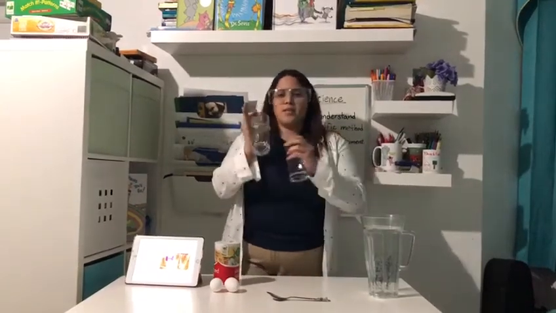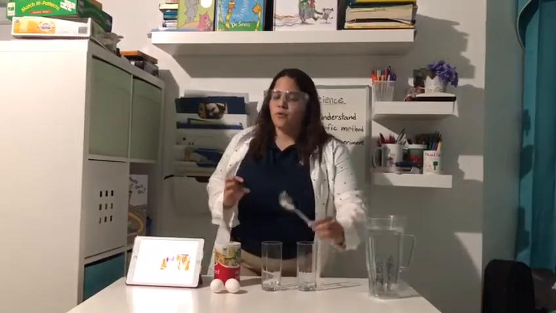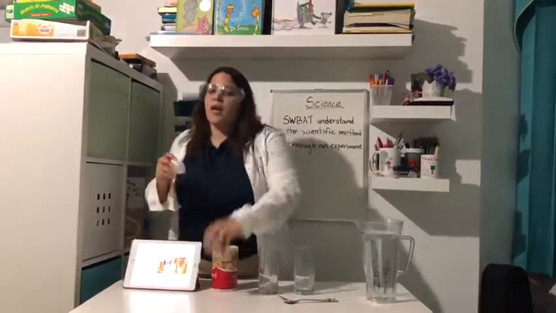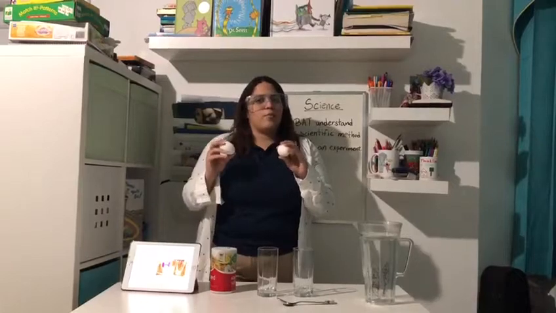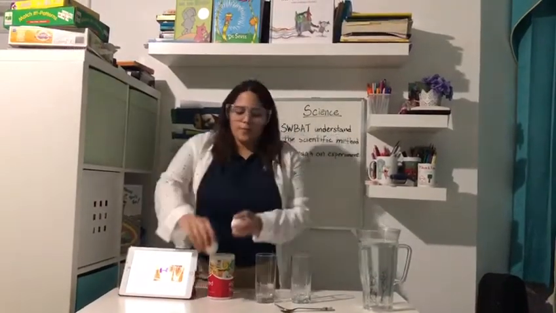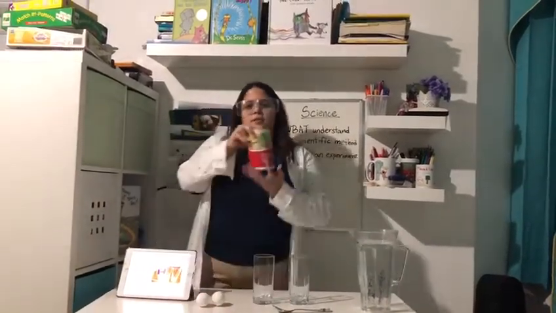So here I have my materials. First, I need water. I need 2 cups of glass, but they need to be transparent so I can see what's happening inside. I need a spoon. I need 2 raw eggs. You're not going to cook them. You're going to leave them just as they are. And some salt.